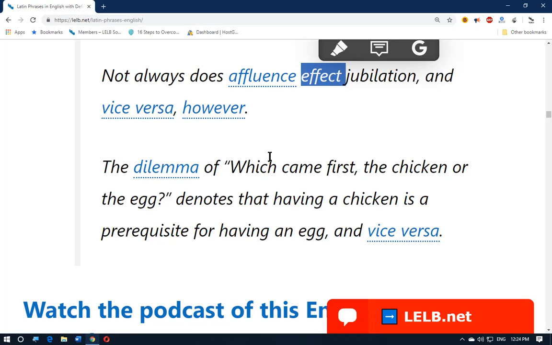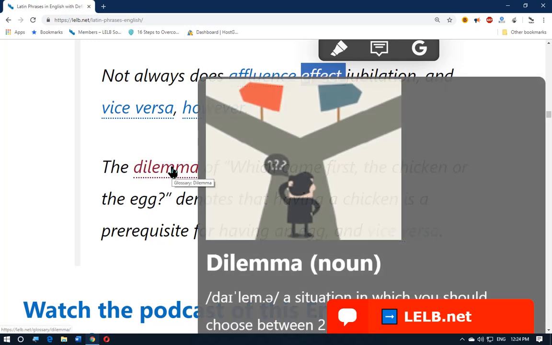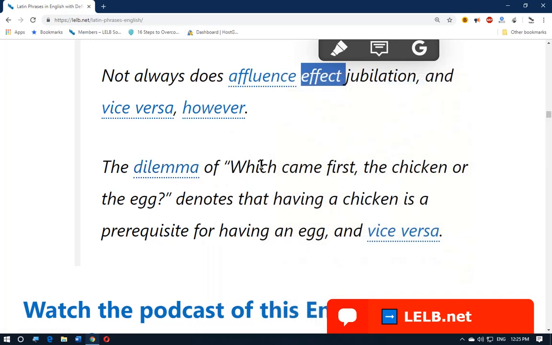Okay, the dilemma means two-sidedness. The dilemma of which came first, the chicken or the egg, denotes or signifies that having a chicken is a prerequisite or sine qua non, or very important actually building block of something for having an egg, and vice versa.